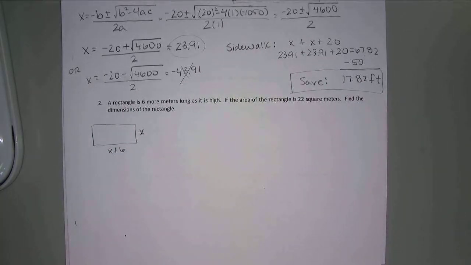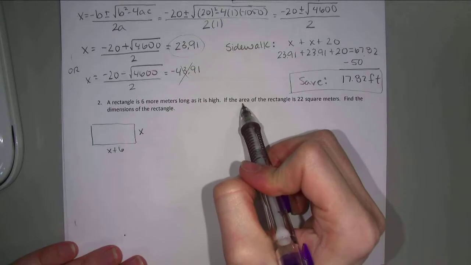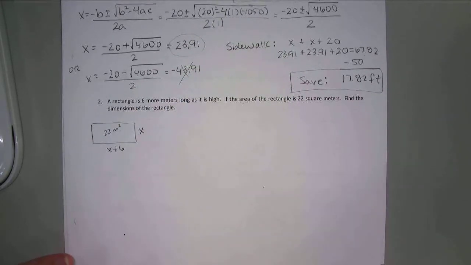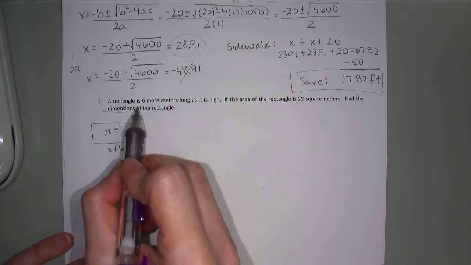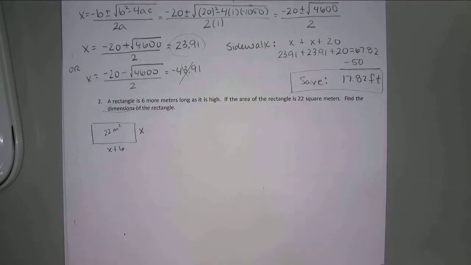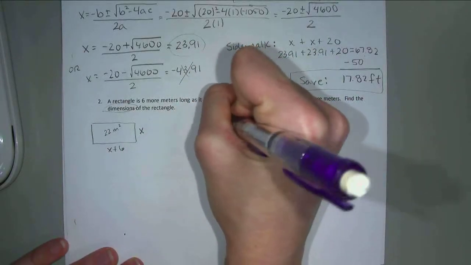So what do we know? It says the area is 22 square meters. So this area is 22 square meters on the inside. Find the dimensions of the rectangle. So we want to find x, and once we find x, guys, we'll add 6 to it to get the length. What's the area formula for a rectangle?